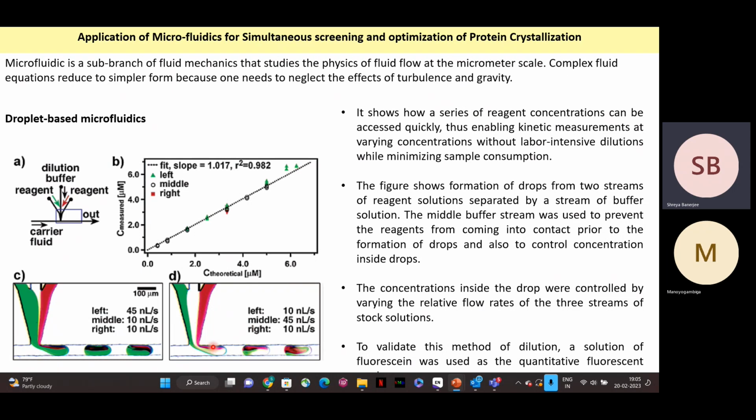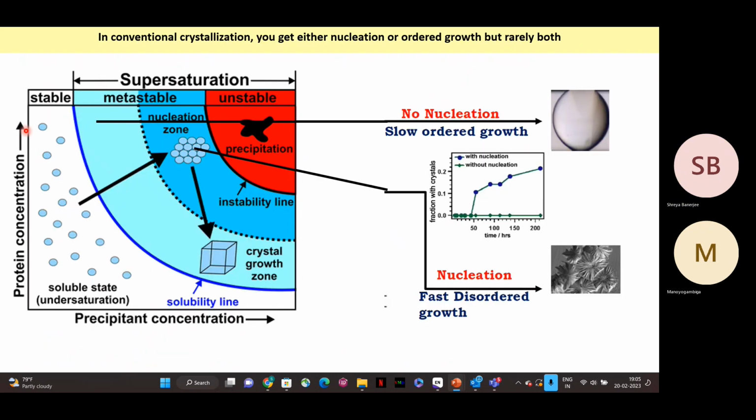Now, it was needed to validate that this method of dilution is correct. So fluorescein dye was used as a quantitative fluorescent marker and a plot was drawn for the concentration measured and the concentration predicted. As you can see, the measured concentration and the predicted concentration are very similar. And so this is a valid method for rapidly getting a lot of reagent concentrations in a very short time and with minimum sample. And this method is called droplet-based microfluidics.